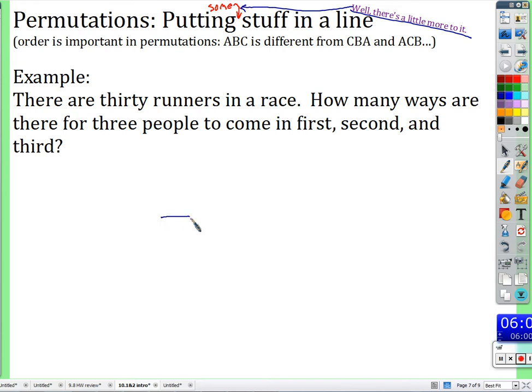How many people come in first? 30. Right? Before anybody crosses the finish line, it could be any of the 30 people who come across the line first. But after that, somebody has finished first, and so how many people are left to come in second? 29. How many people are left to come in third? 28. And then we don't care about the rest of them, so we just don't consider all of that stuff. Does that make sense? Yeah. That's what I was saying.